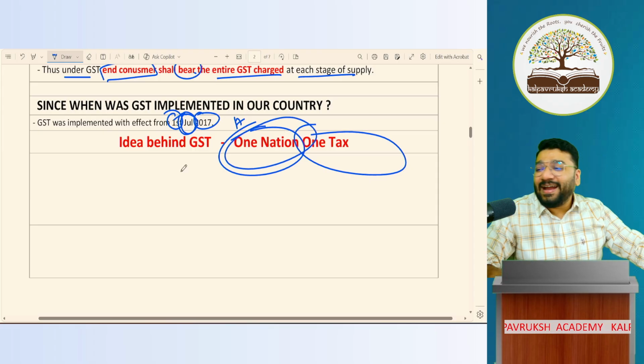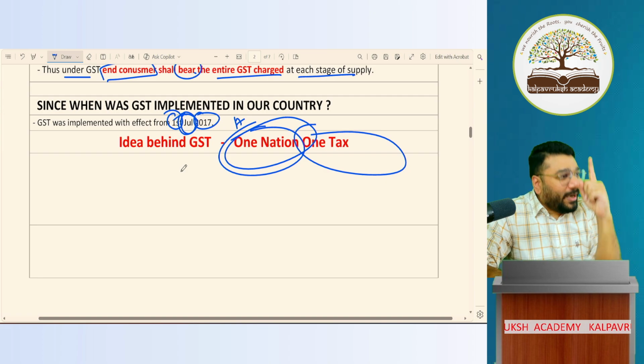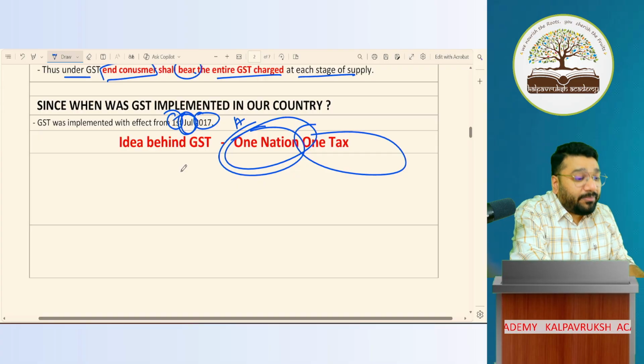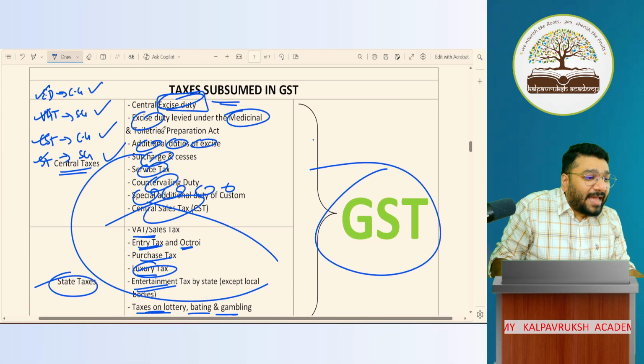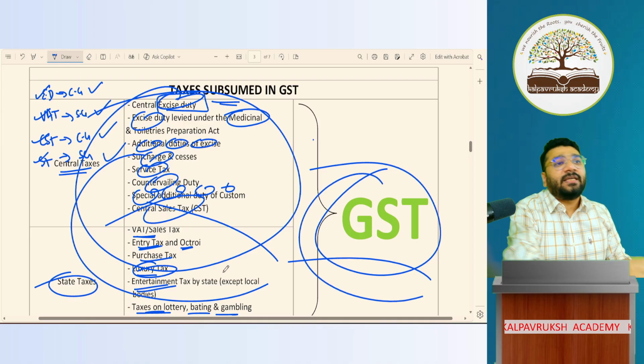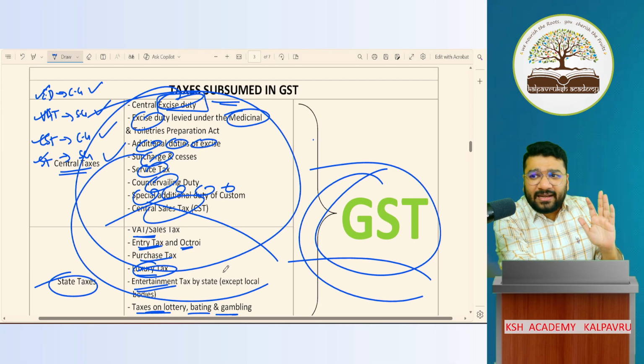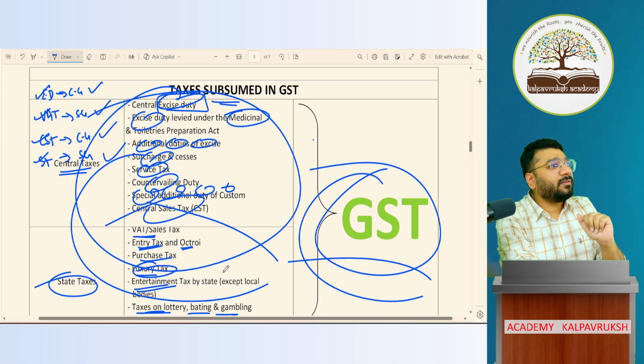So that time, the idea behind GST was one nation, one tax. Before GST, we had multiple taxes. All these taxes got subsumed under GST. Sir. After GST, we don't have any other indirect tax. இது மட்டும் தான் இருக்கா? கிடையாது.